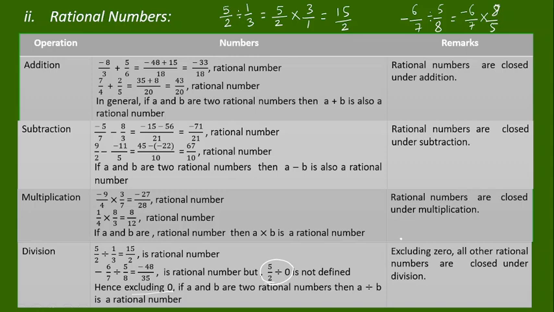So finally for rational numbers, the closure operation goes like this. Rational numbers are closed under addition, subtraction and multiplication and also division, but for division excluding 0, all other numbers are closed. Okay, I hope all of you understood the property of closure.